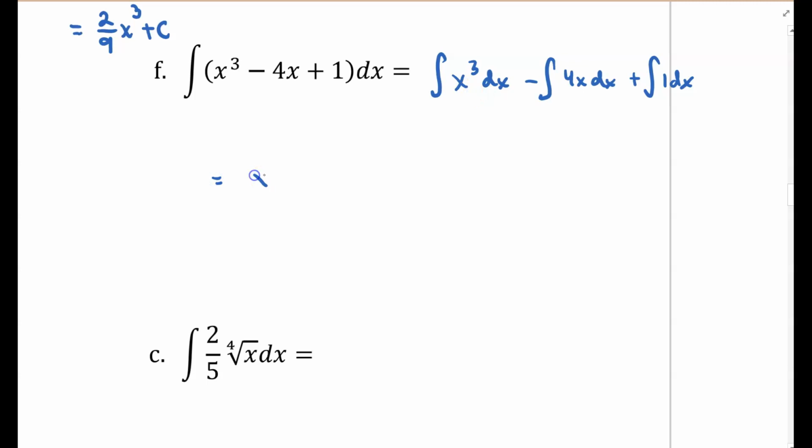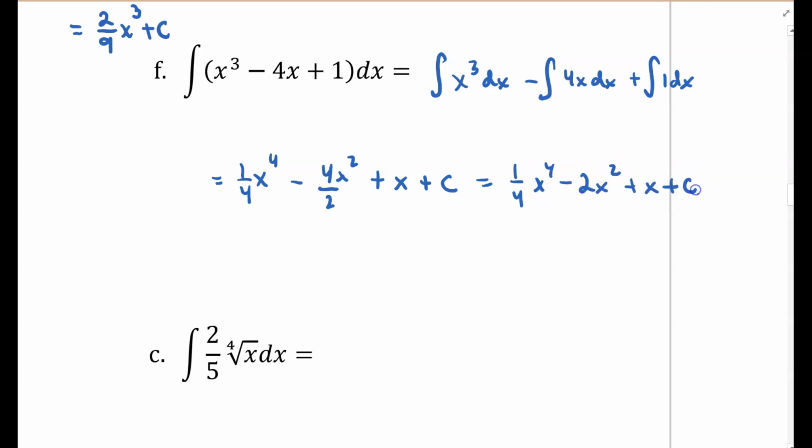So this gives me x to the 4th divided by 4 minus 4x squared divided by 2 plus x plus some constant, right? This is what we call an indefinite integral. I'm going to add that constant because I don't know what number could have been added there. So I'll clean this up. 1/4 x to the 4th minus 2x squared plus x plus c.